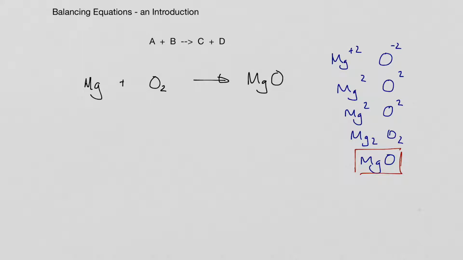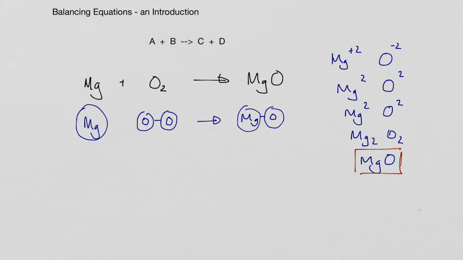Let's have a look at what that looks like in terms of atoms now. Here we've got magnesium, and it's a magnesium atom on its own. Here we've got oxygen, but it's bonded onto another oxygen. And we make magnesium oxide, which pictorially can be represented like this. How many magnesiums have we got to begin with? We've got 1. We produce 1 magnesium, so this magnesium here turns into this magnesium here. It's balanced in terms of magnesiums.